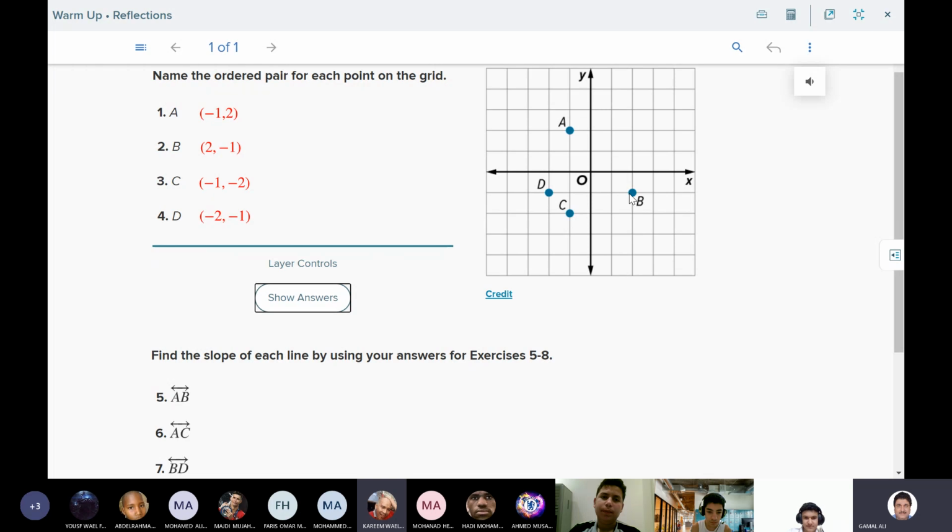BD, by the way, is -2 minus 0... zero. Wait, no, no. Yeah, guys, hold on, I got confused. It is a horizontal line, so the slope is 0. AC is a vertical line, so the slope is undefined or infinity.